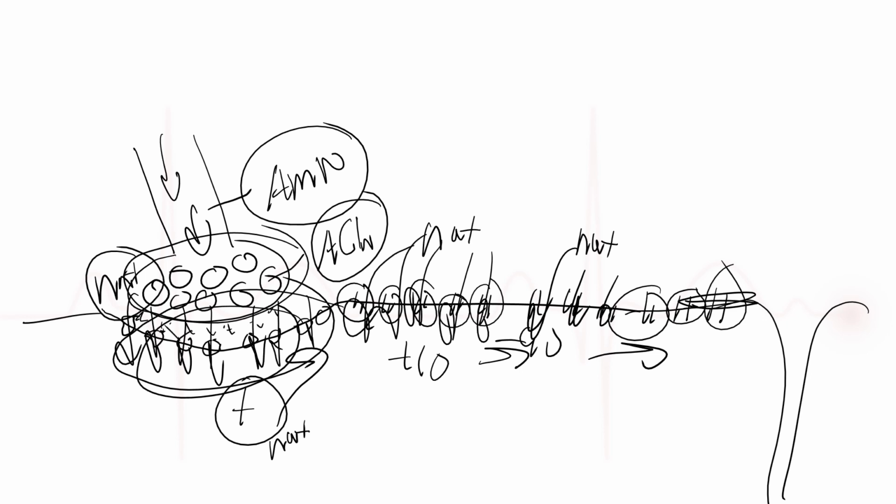Well, they have to be, because the T-tubule is just an extension of the plasma membrane of the skeletal muscle fiber. And if the action potential is propagating down the plasma membrane of a skeletal muscle fiber, then it also must propagate down the T-tubule, because the T-tubule is just an extension of the plasma membrane that moves into the skeletal muscle fiber. And that's what we need to look at now.